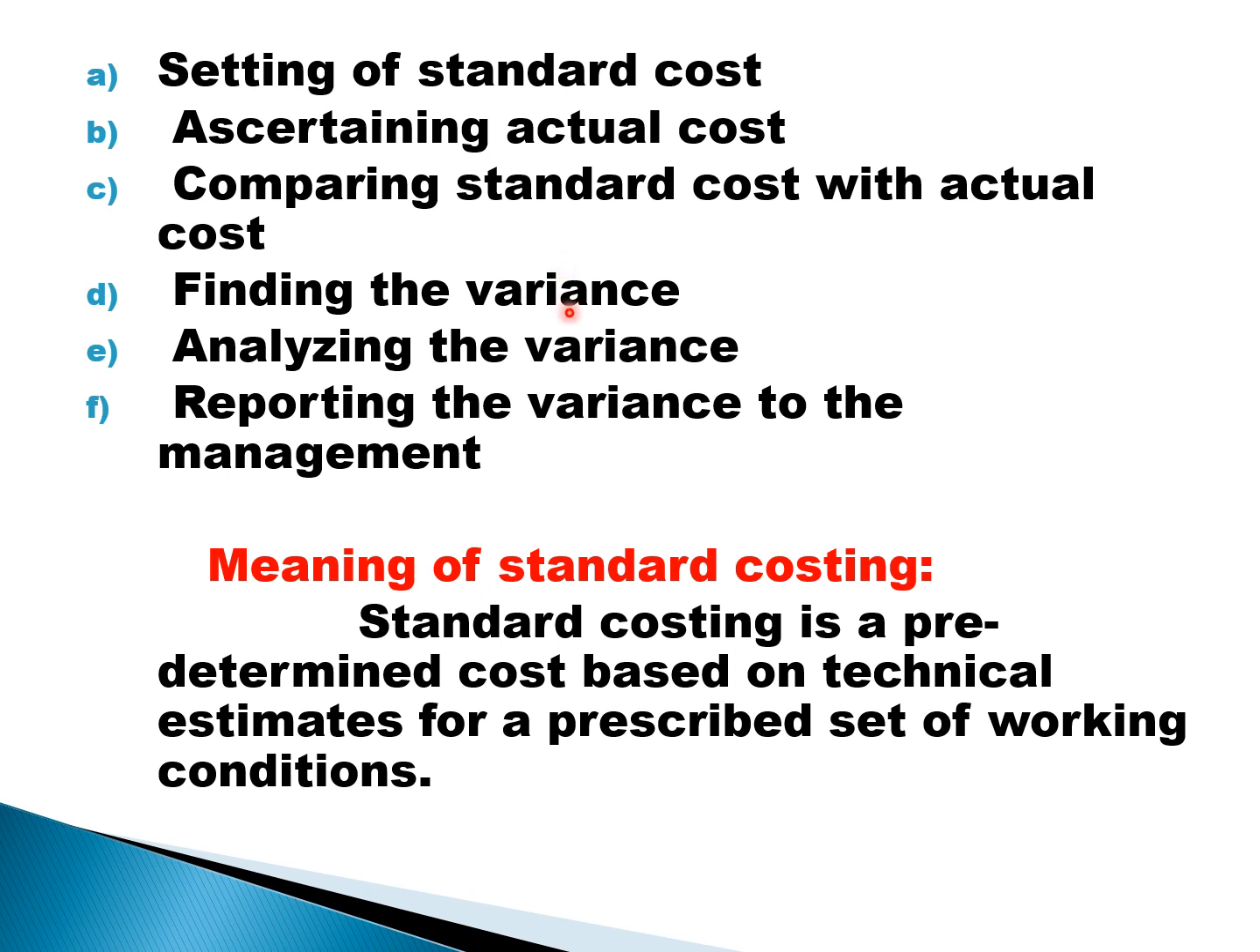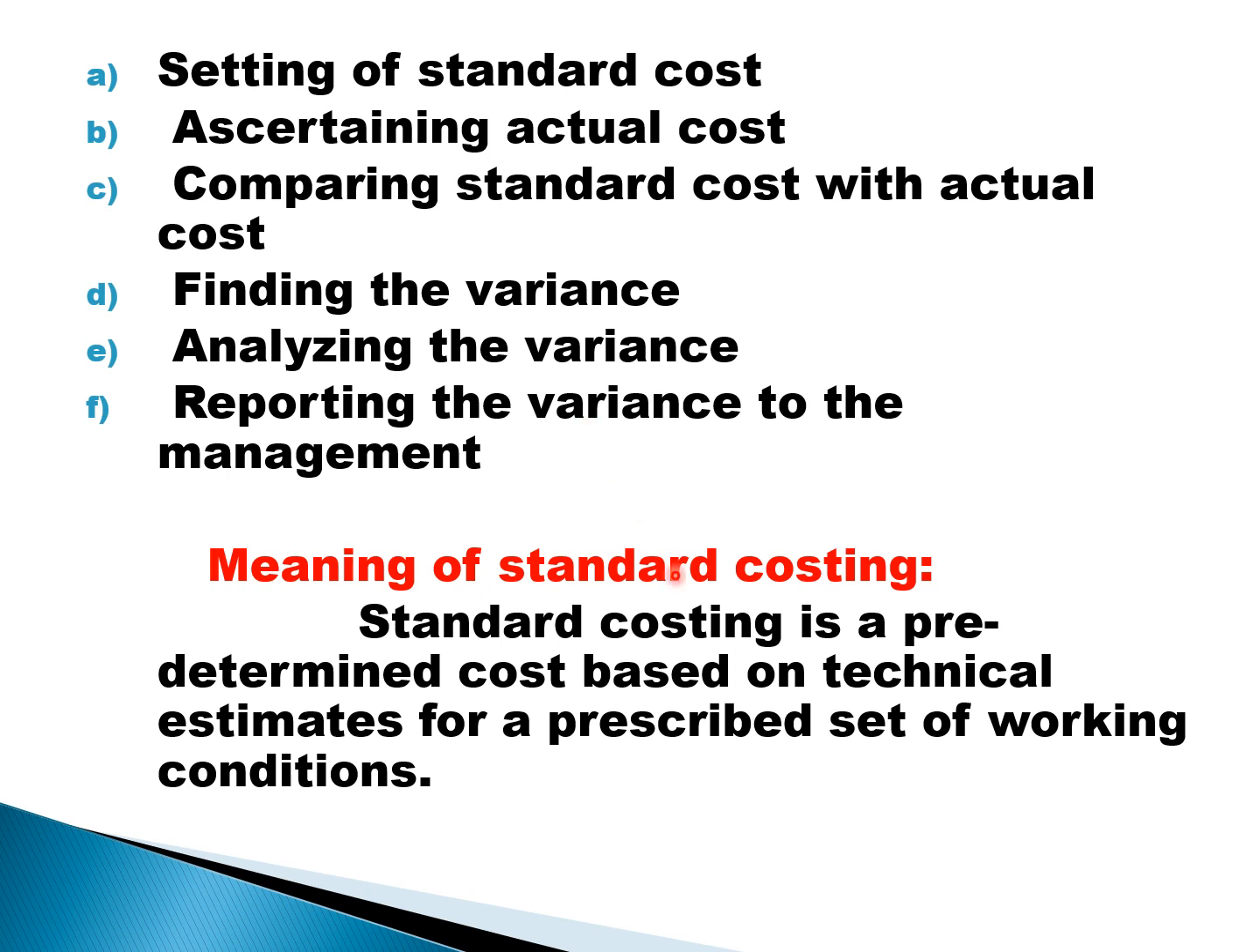Fourth one, finding the variance. Fifth one, analyzing the variance. And the sixth one, reporting the variance to the management. It's very simple, students. First you fix what should be the cost. Second, find out the actual cost. Third, compare both. Fourth, find the difference. Fifth, find the reason for the difference. Sixth, report the reasons to the higher authorities. It's very easy, not so difficult for you to understand.